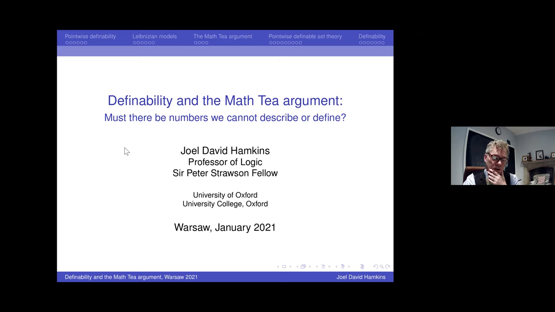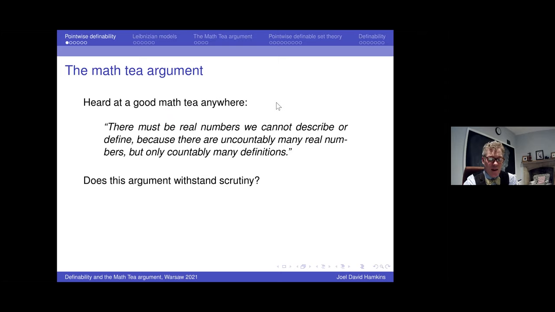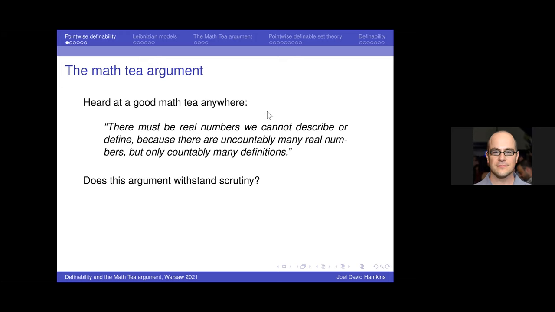I want to talk about what I call the math T argument, and the question specifically: must there be numbers we cannot describe or define? The math T argument is the following. There must be real numbers that we cannot describe or define, because there are uncountably many real numbers, but only countably many definitions.